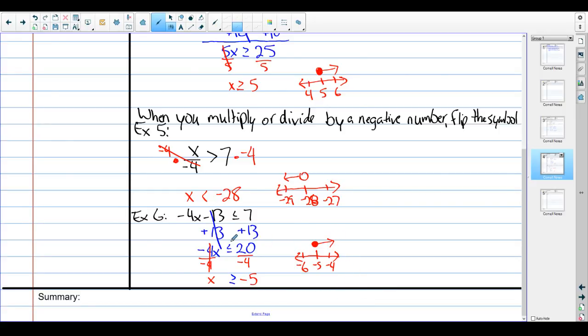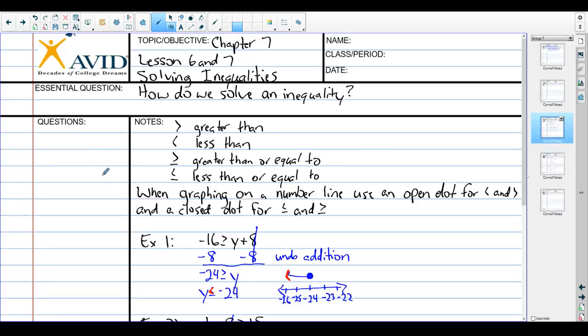And there's your notes. Don't forget to write some questions. How do we solve two-step inequalities? How do we solve one-step inequalities? What are all of our inequality symbols called? And then a summary.